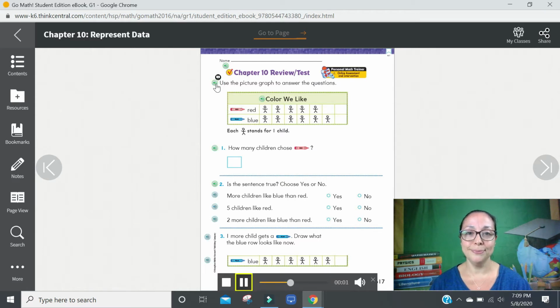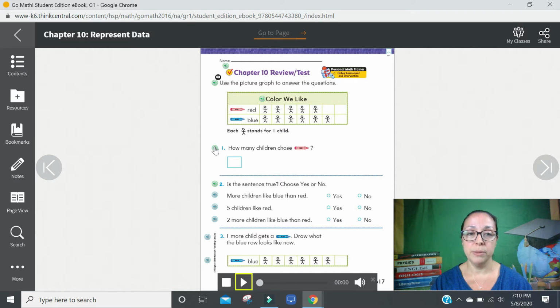Use the picture graph to answer the questions. Vamos a usar la gráfica de dibujos para responder a estas preguntas. Color we like. Red, blue. Each stick figure stands for one child. Okay, so el título es Colores que nos gustan, rojo o azul, y cada personita representa un niño.